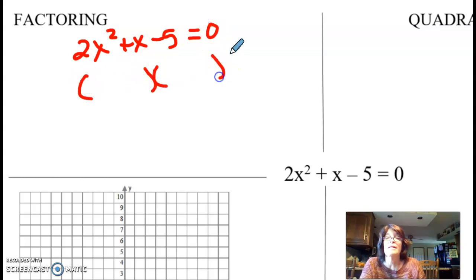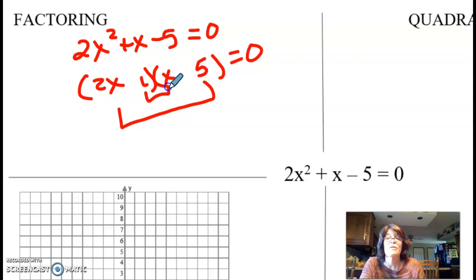When I try the same thing, I know it has to be 2x and x, and this time the only choice is 5 and 1. It's the only thing that multiplies to 5. I try the 1 and 5 this way. My outer is 10, my inner is 1. There's no way 10 and 1 add or subtract to get 1. I put my 5 here and my 1 there. Now my outer product is 2x, my inner one's 5x. And again, that's not going to give me 1.